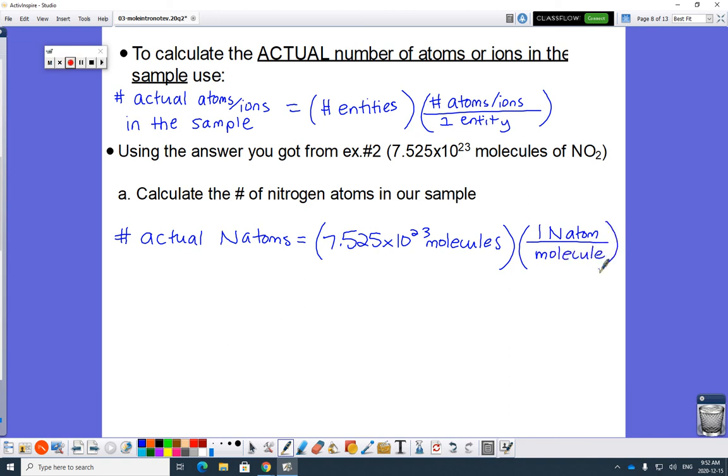This is another calculation that you're going to shortcut, and you'll just be like, oh, it's obvious, I'll multiply by 1, but it's going to be the same. Molecules cancels, you're left with atoms. If you like that kind of dimensional analysis, you can still do it here.